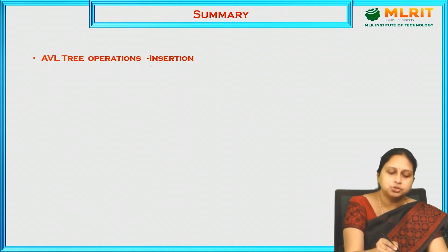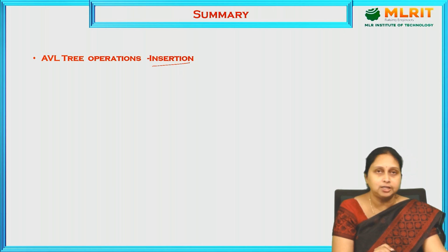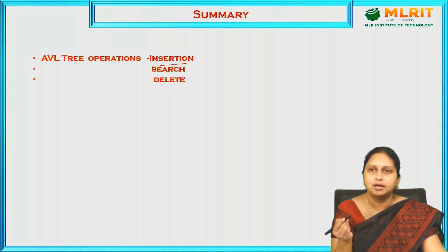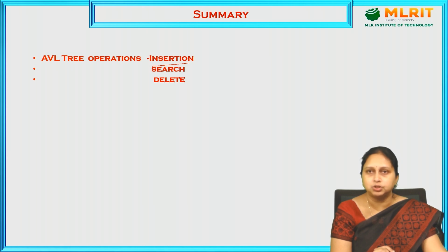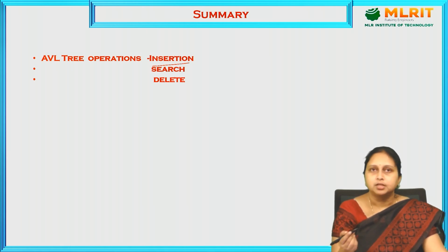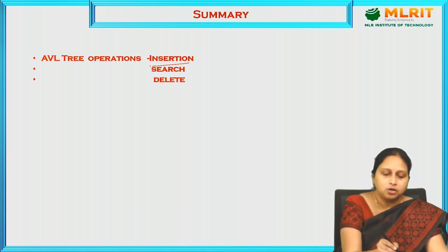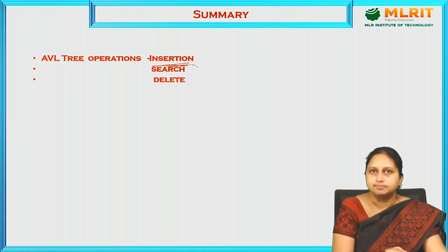We mainly saw the AVL tree insertion operation. We have already discussed searching and deletion. I said that based on BST we are going to perform the deletion. If possible, we will see one more example on deletion in the next session. Mainly concentrate on this insertion part.